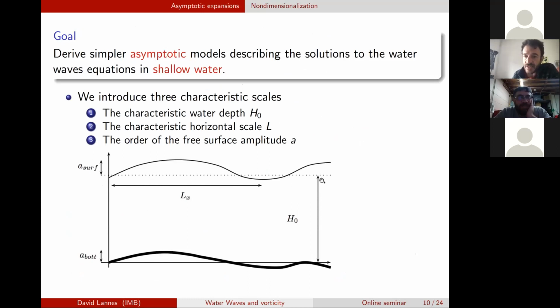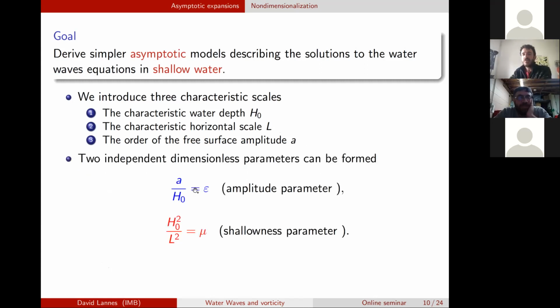A second scale is the depth, of course, H0. And a third length is the amplitude of the waves you're looking at. Okay, so you have three lengths, and with these three lengths, you are able to define two dimensionless parameters. One is a ratio of the amplitude of the waves over the depth. This is called the amplitude parameter.